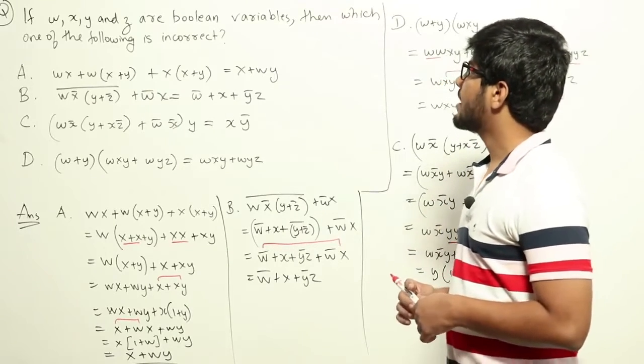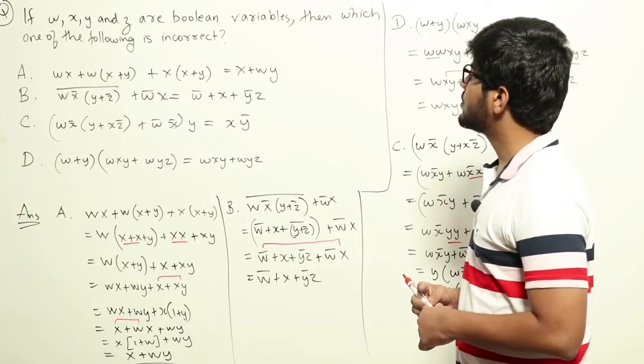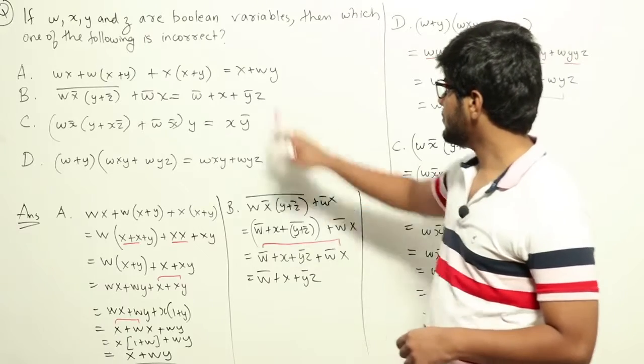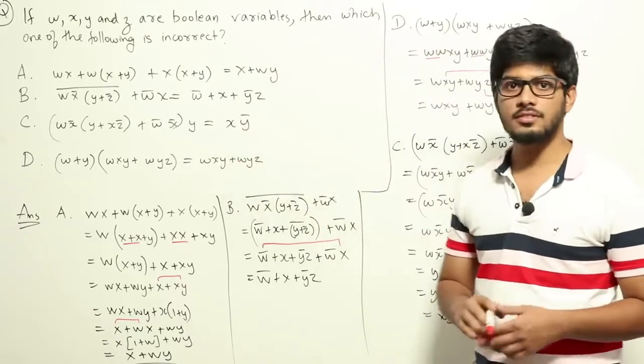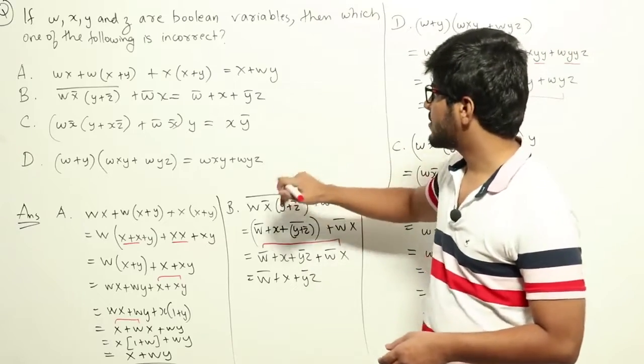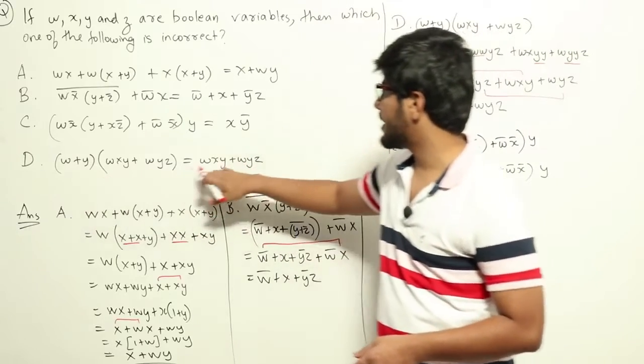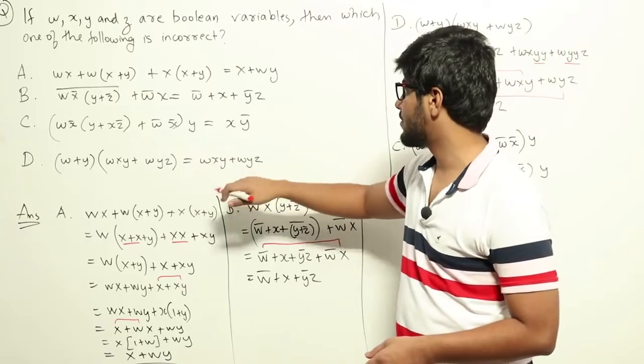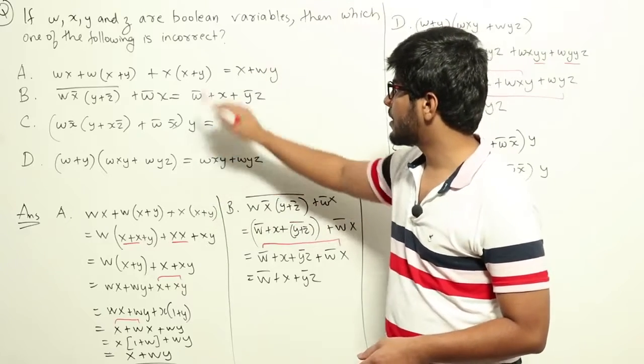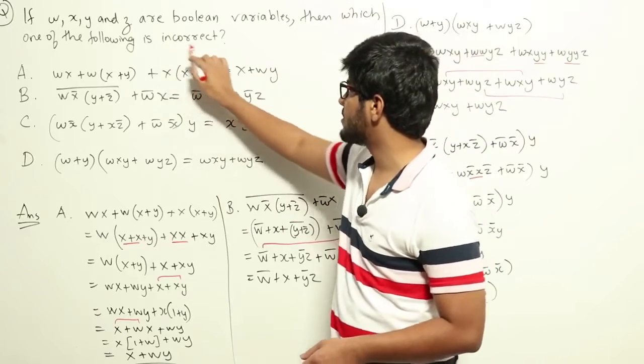If w, x, y and z are Boolean variables, then which of the following is incorrect? And we have been given these 4 options. So among these, on the left side is given an expression and to the right side they have given us a minimized expression. So in these we need to find out which one is incorrect. That's what is asked in the question.